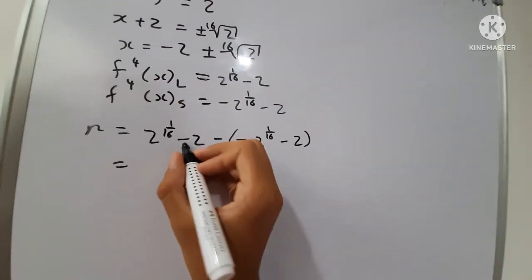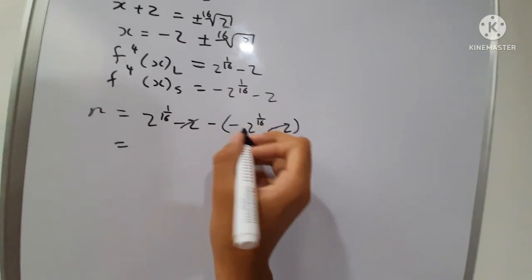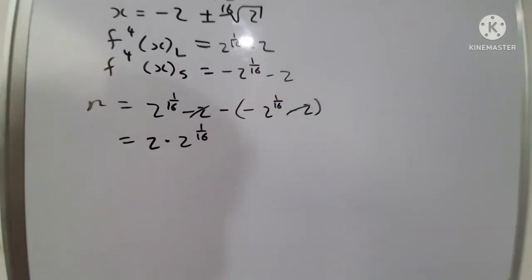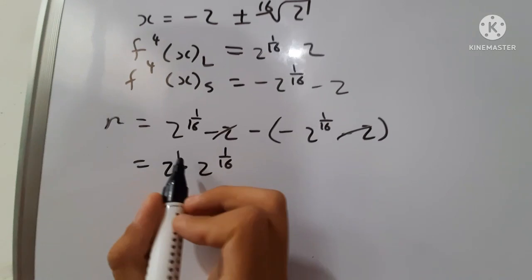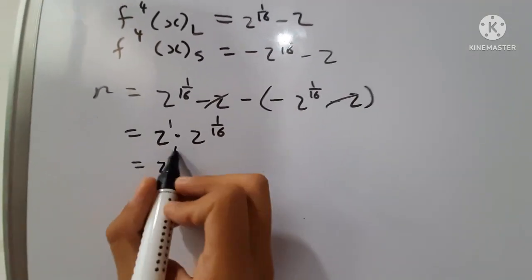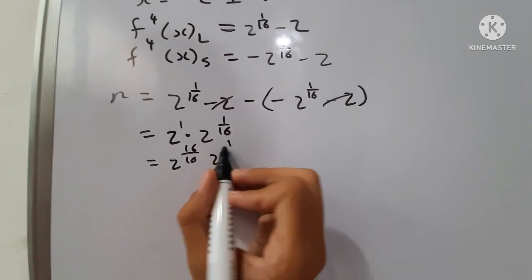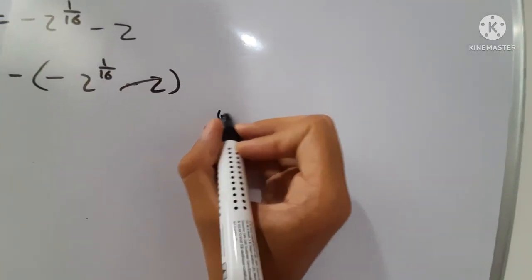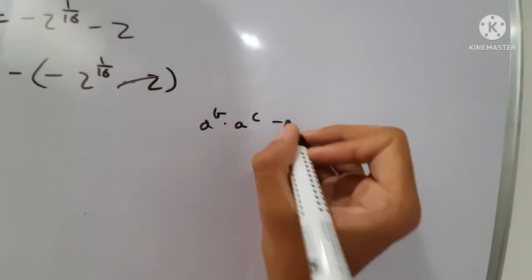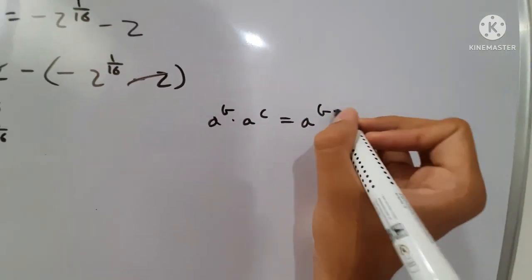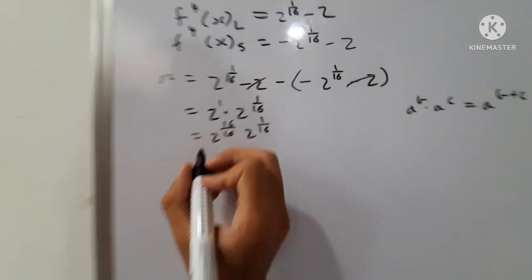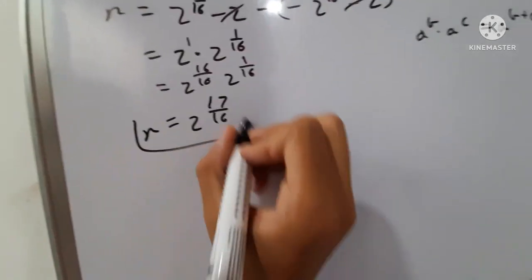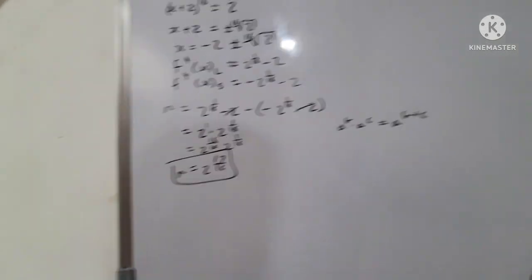Now notice that this and this cancel out, and this becomes 2 times 2 to the 1 upon 16, and by exponent rule, this is like 2 to the 1 times 2 to the 1 upon 16. By exponent rule, a to the b times a to the c equals a to the b plus c. So adding those, 2 to the 17 upon 16, that's our value for r. That's pretty much the question done at this point.